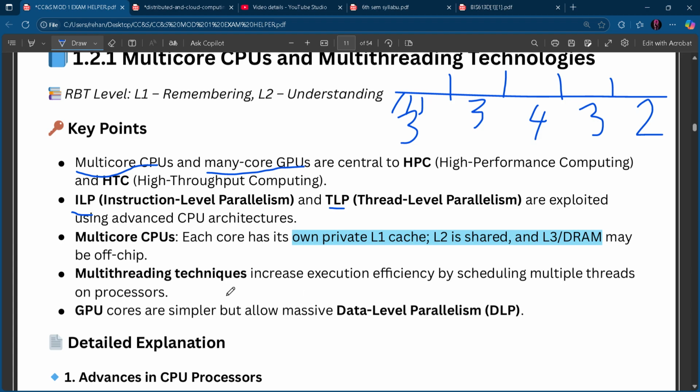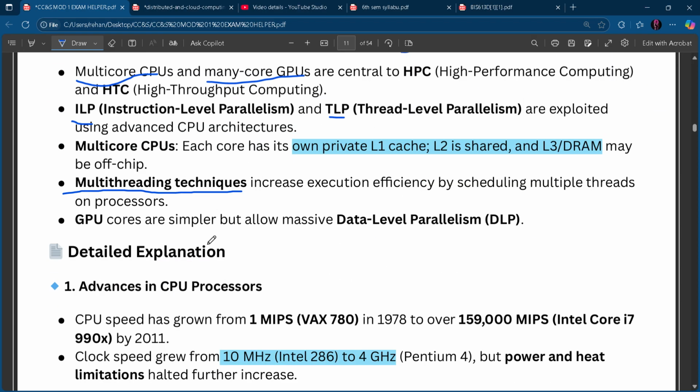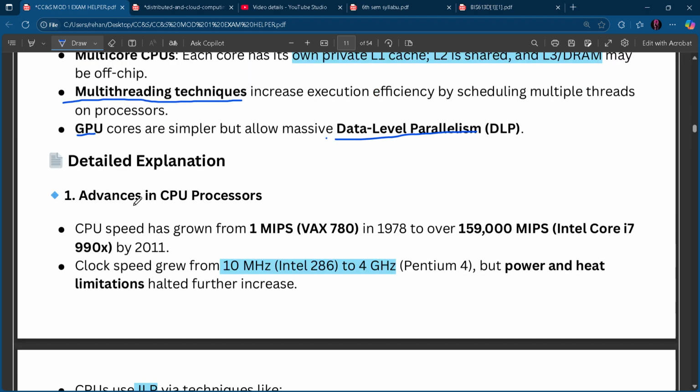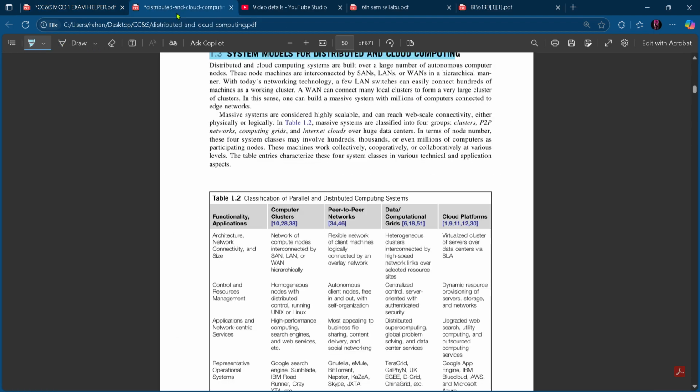Multi-threading technologies, it's like I repeat, you can repeat a few same points like you have studied the previous time, but you have to mention a few specific points here as well related to CPU and GPU itself. Then about GPU, we'll speak about data level mainly because of DLP itself. We have moved towards GPU, like enhancement and growth in GPUs. The first part, advances in CPU processors.